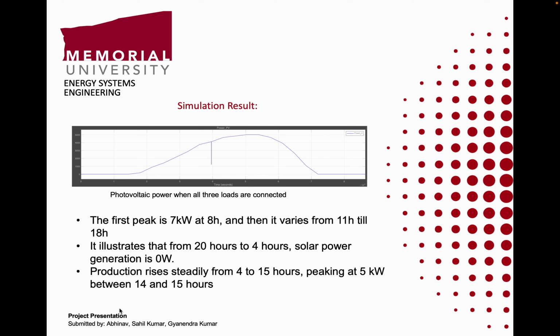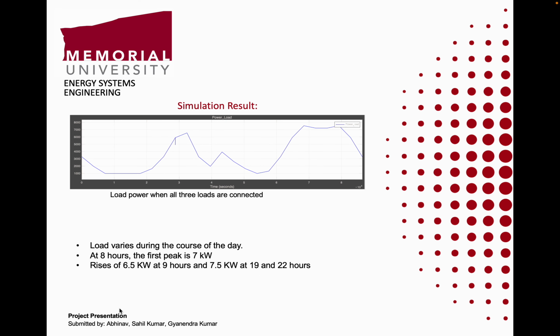Okay. Thank you, Abhinav. Now it's my part. My name is Sahil, and I'm going to talk about the simulation. As we can see from the graph, from the 20th hour to the 4th hour, the solar power generation is 0 watt. It reaches the peak amount of 5 kilowatt from the 14th hour to the 15th hour. As a typical load changes in an ordinary house, the electrical power load reaches peak consumption at 9 hours with 6500 watt, and at 19 hour and 22 hours up to 7500 watt.